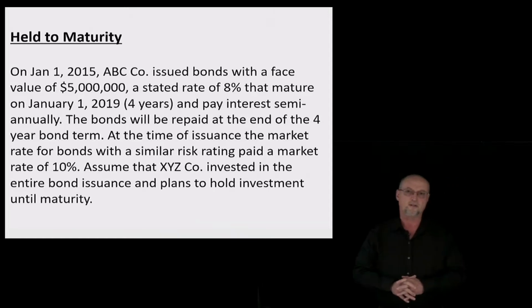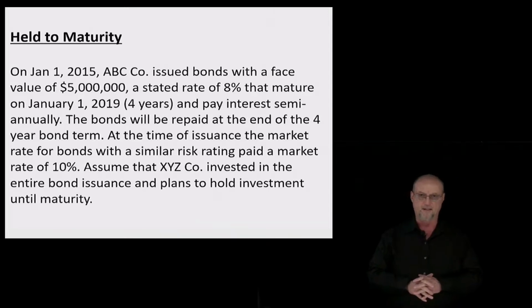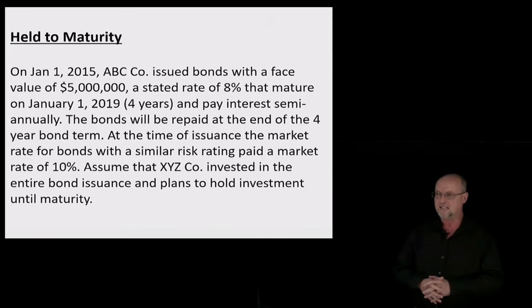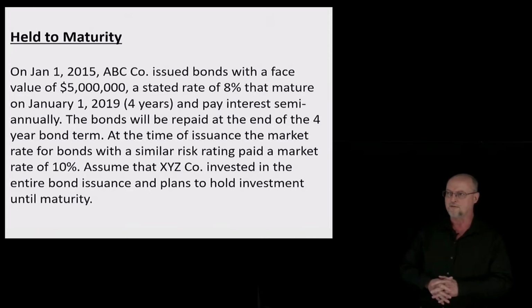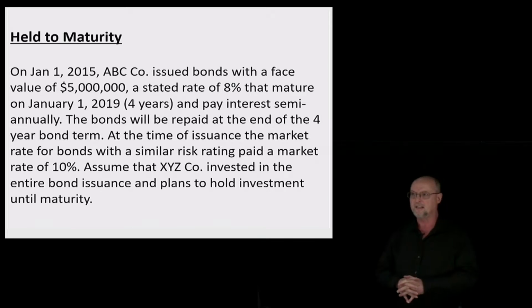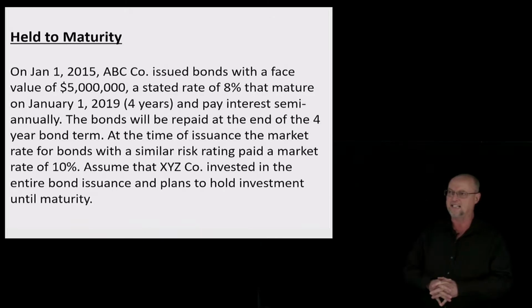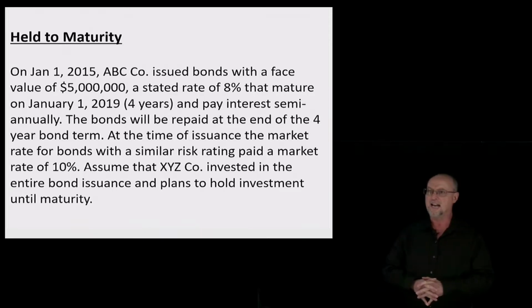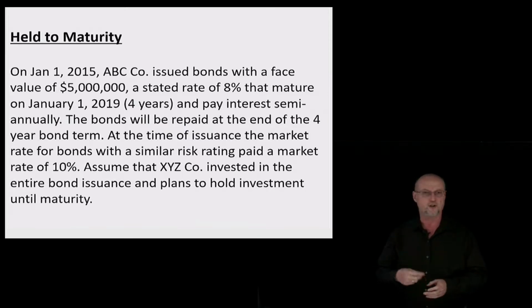First, we're going to look at held-to-maturity securities. We have both the intent and the ability to hold the bonds until they mature. On January 1st, 2015, ABC Company issued bonds with a face value of $5 million, a stated or contract rate of 8%, that mature in January of 19, so it's a 4-year bond, and they pay interest semi-annually or twice a year. So interest will typically be paid on, say, June 30th and December 31st. That's what we mean by semi-annual interest.